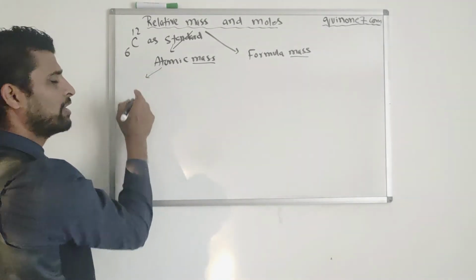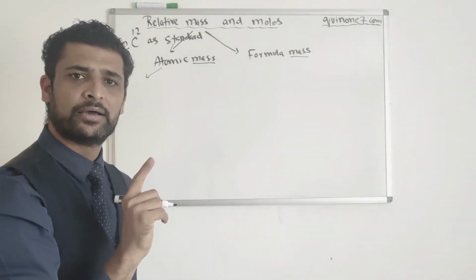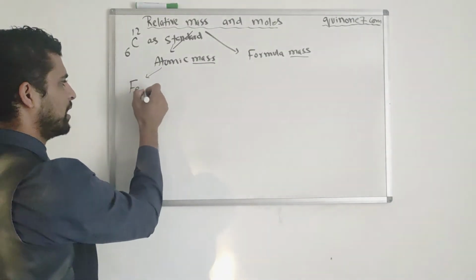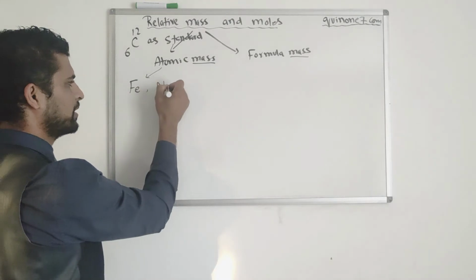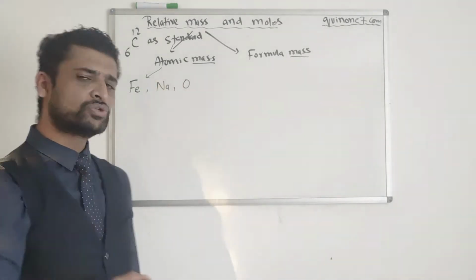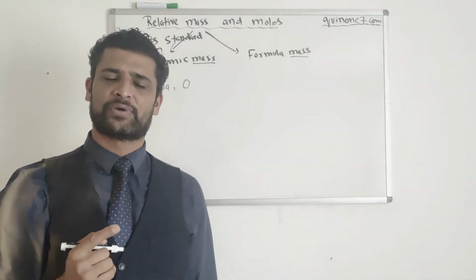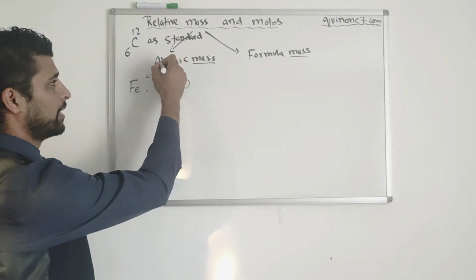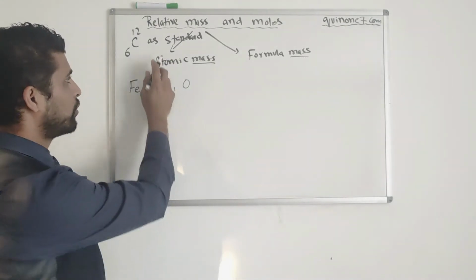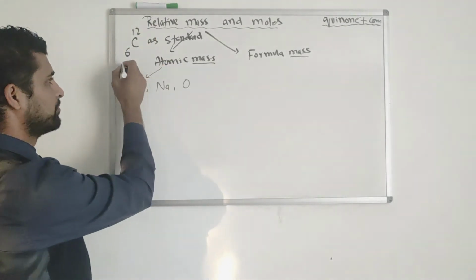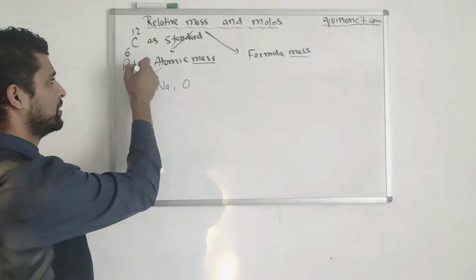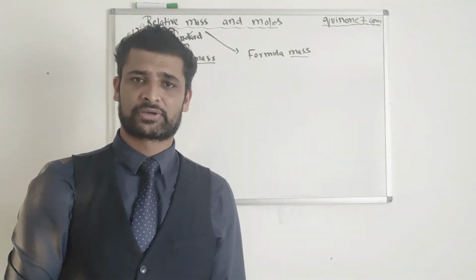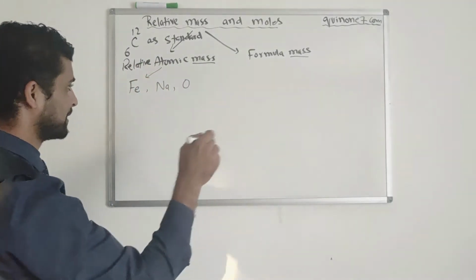Atomic mass means when you have only one type of atom of the element in the sample. For example, if you have iron, or if you have sodium, or oxygen. As long as you have only one type of atom, the mass will be represented by atomic mass. We also call it relative atomic mass, and it is because it will be weighed against the mass of 1/12 of the carbon atom, which I will explain in a minute.